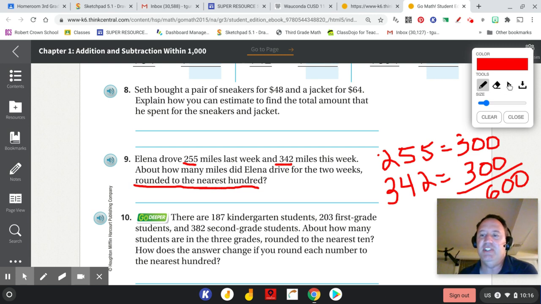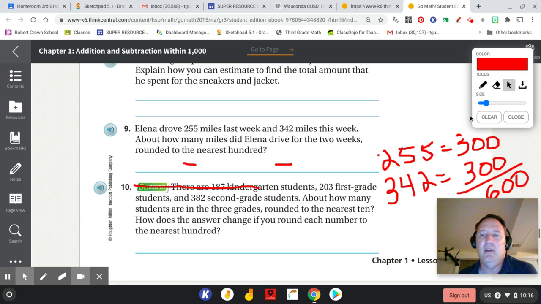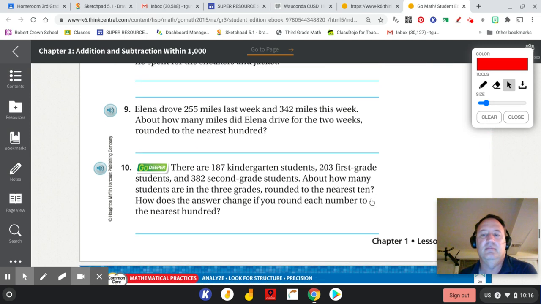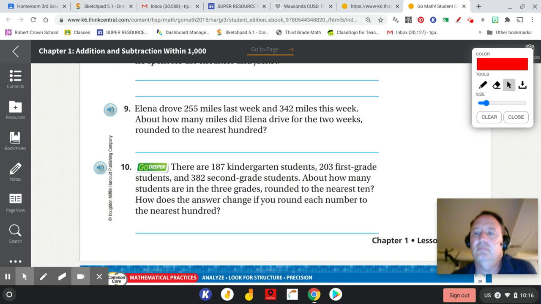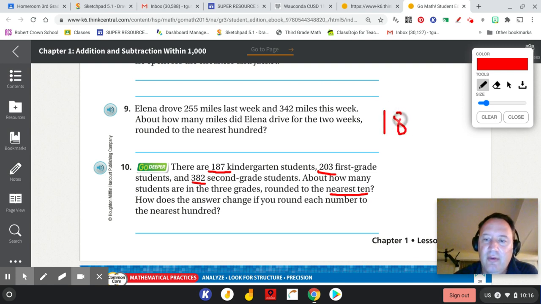Okay, now we have a challenge one here. Number 10. There are 187 kindergartners, 203 first grade, 382 second grade. About how many students are in the three grades rounded to the nearest 10? Oh, interesting. Rounded to the nearest 10. So that means I have to write these down. So go ahead and write them down.